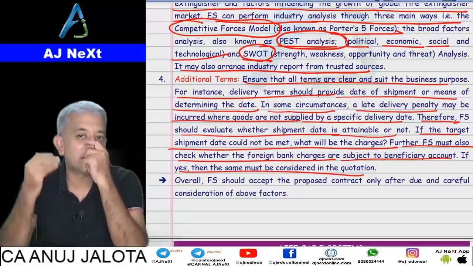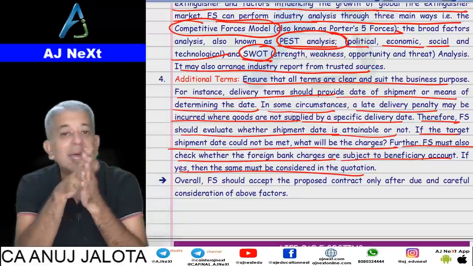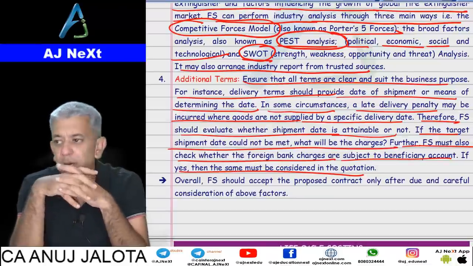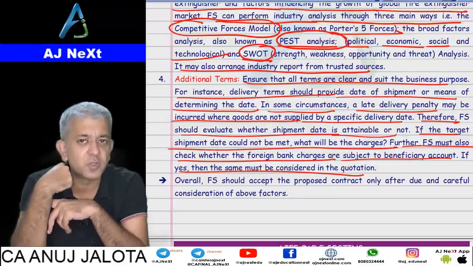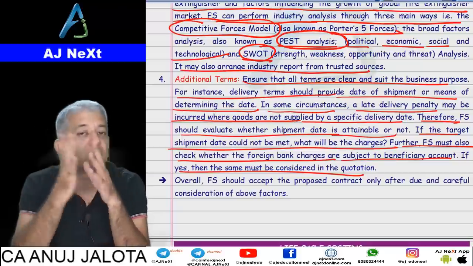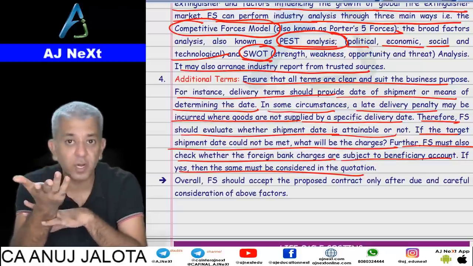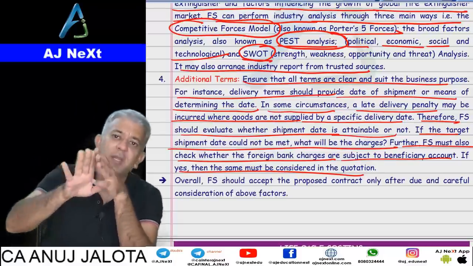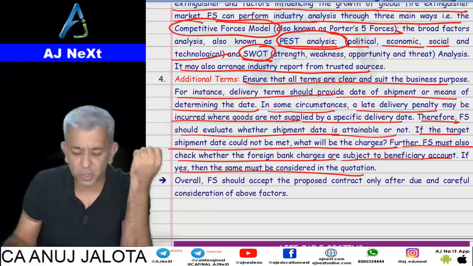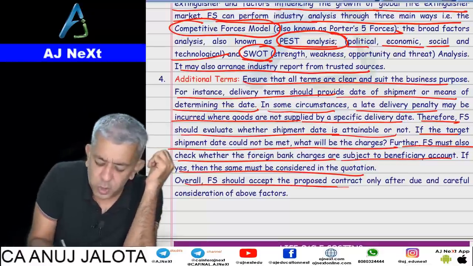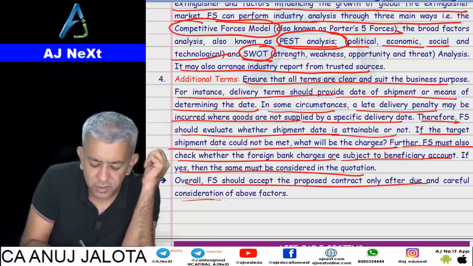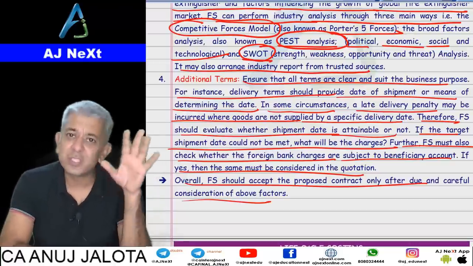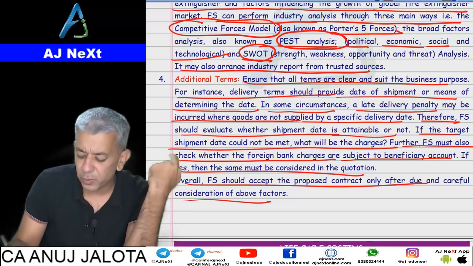Now, there could be bank charges, for the LC, it could be, or suppose those guys will be transferring the funds over here. Whenever that transfer might happen, a lot of amount could be lost in foreign exchange, the difference only. So therefore, if those particular things are there, they should be taken as part of the quotation. Overall, FS should accept the proposed contract only after due and careful consideration of the above factors. So financially, based upon the data, it seems good. But try to be doing the other things also.